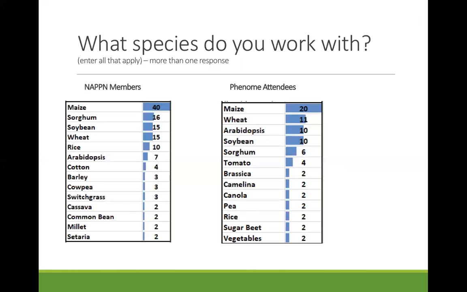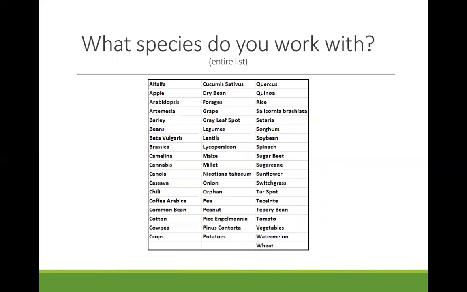And then they decrease rapidly, but as you can see, quite a broad range of crops represented, both in NAPPN as well as the Phenome attendees. A little bit more diversity in the Phenome group. And then here are the rest of the crops that were represented at least one time in the responses. So again, I was really impressed with, I think we had almost 60 different species represented between our two groups.